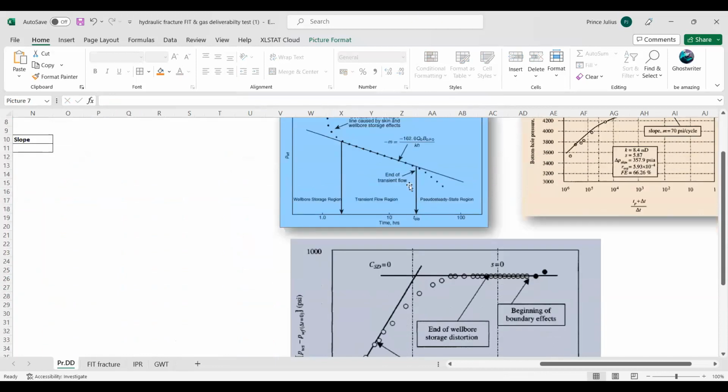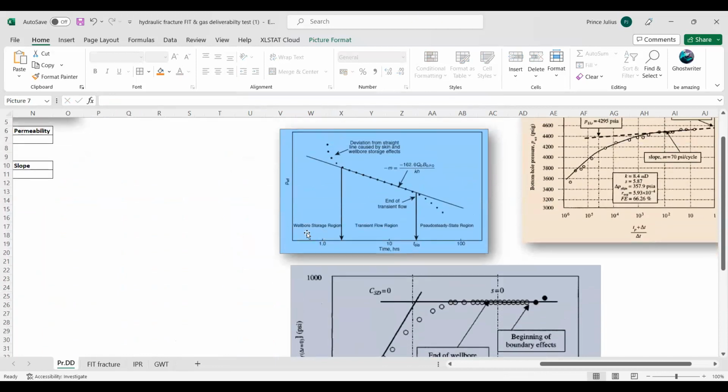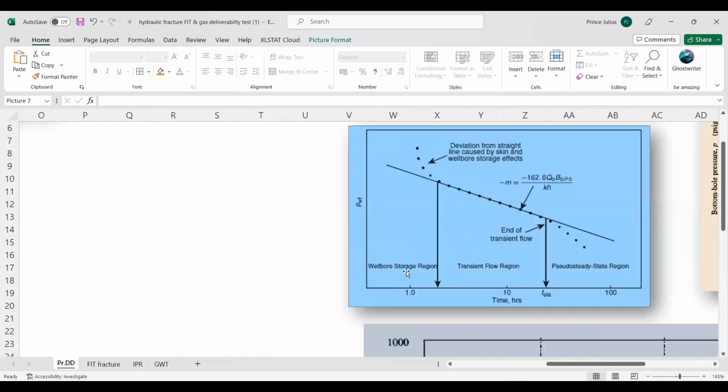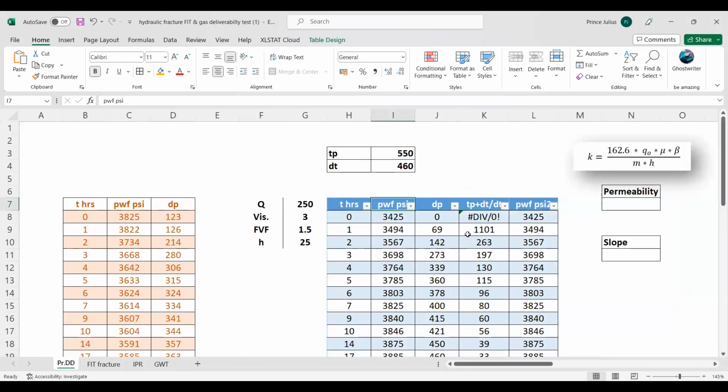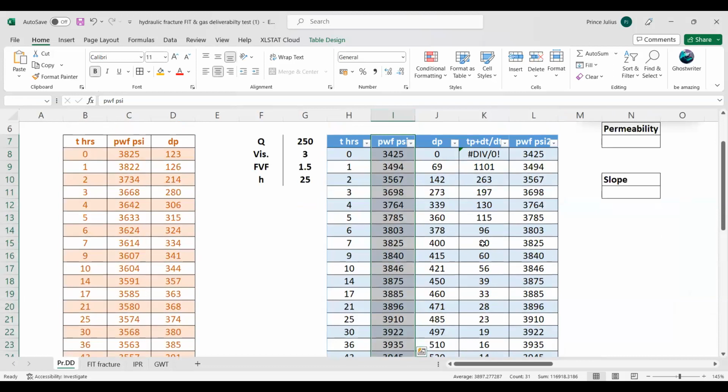So first of all, drawdown, we need to know wellbore storage effect, transient flow effect, and pseudo steady state flow. You can see wellbore storage effect, transient effect, and pseudo steady. For that, we need PWF versus logarithmic time scale. So PWF value was here and logarithmic time scale.